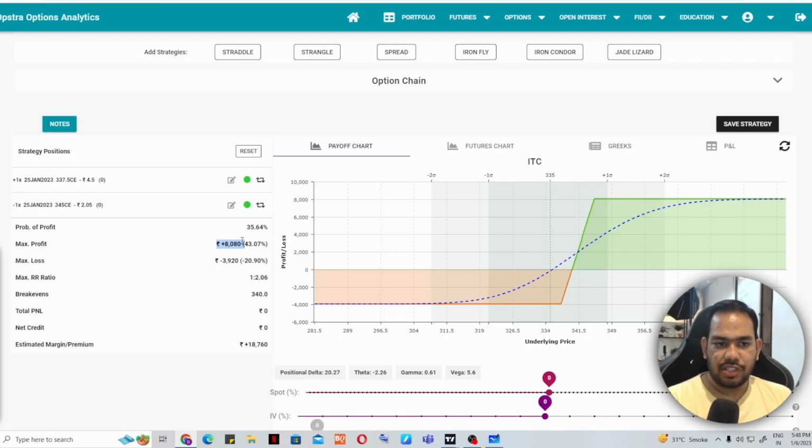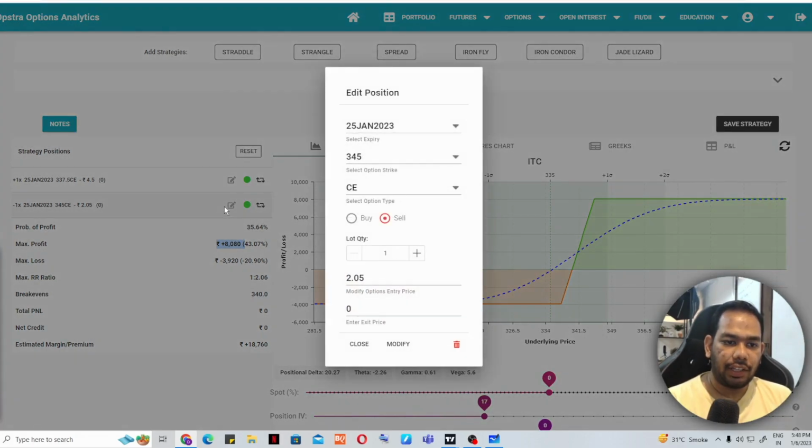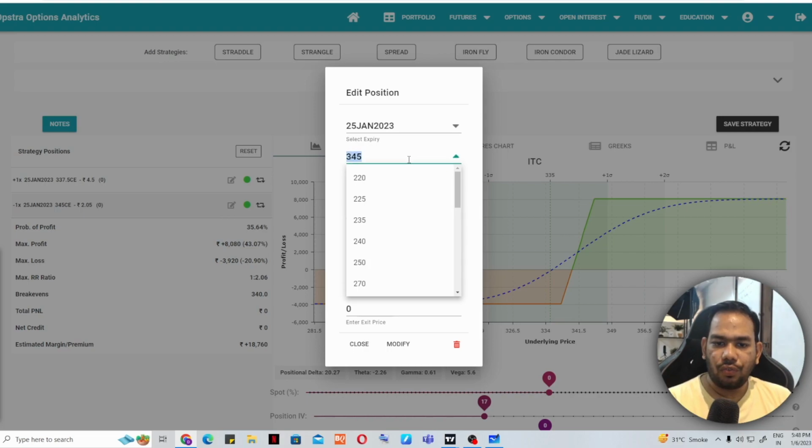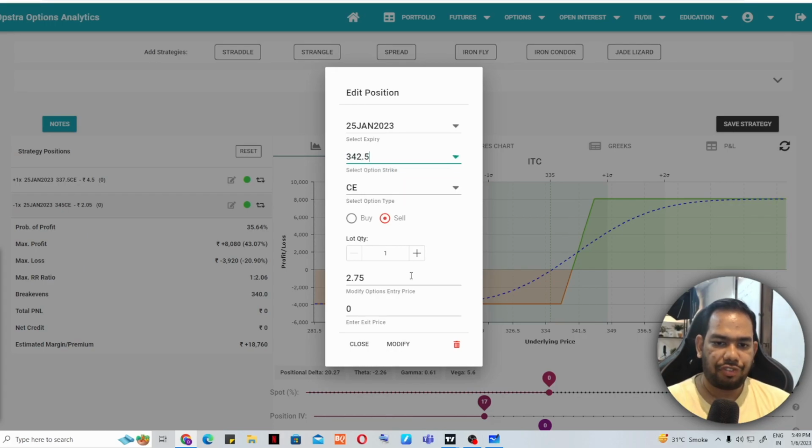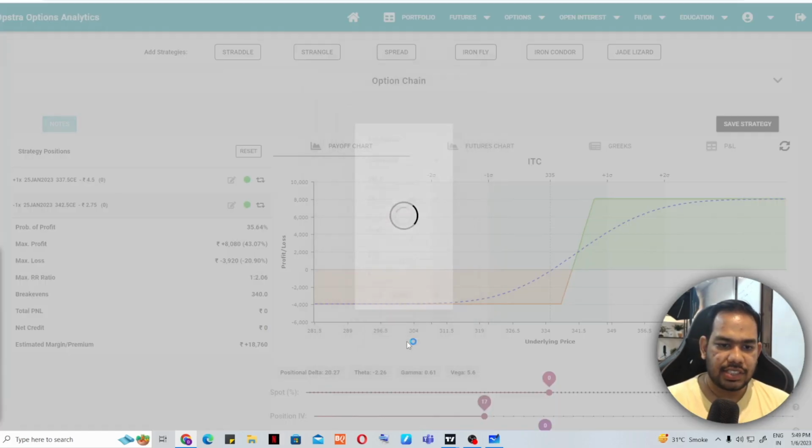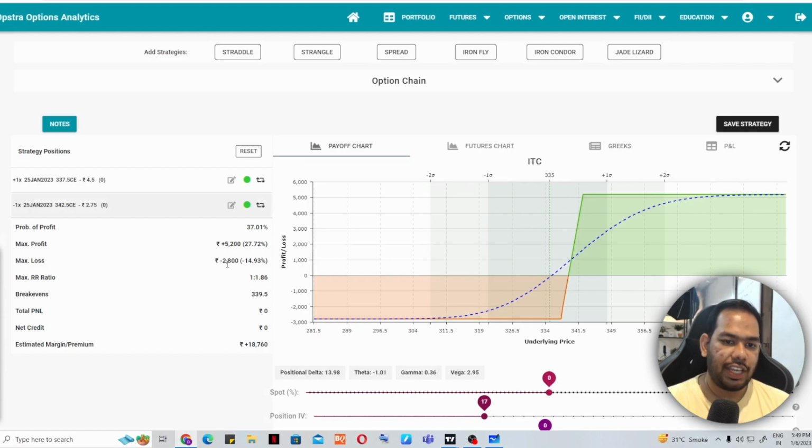Now if someone says, instead of 345, can we short 342.5, then what would be the payoff? Definitely you will have less risk, but your reward will also reduce. So we will go to 342.5 and we will sell this. So as you can see, your total loss will now be around 2,800.